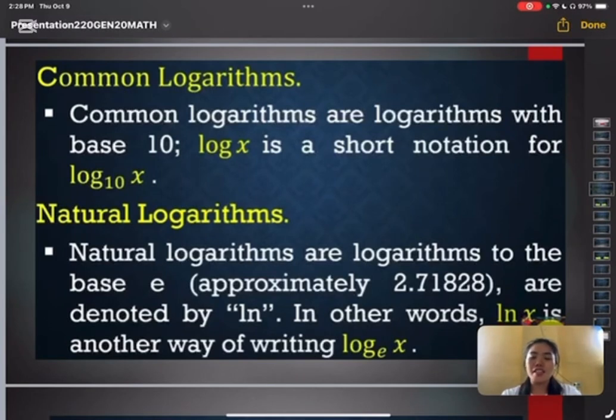The second is natural logarithms. Natural logarithms are logarithms to the base e. It is approximately 2.71828. This is actually an irrational number. When we say irrational number, again, it is non-terminating and non-repeating. And it is denoted by ln. In other words, ln x is another way of writing log x with a base of e.